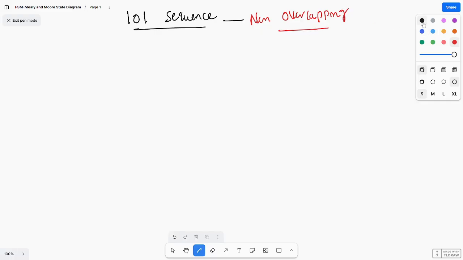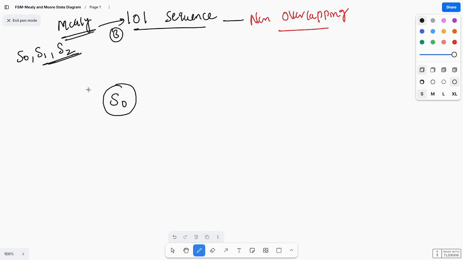So if you see the non-overlapping, first here S0. It is a Mealy machine. In a Mealy machine, for as many bits as you are checking, that many states you have. So how many states? 3 states: S0, S1 and S2. Let us take S0 as the initial state.